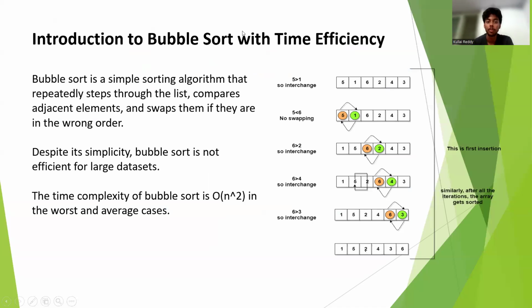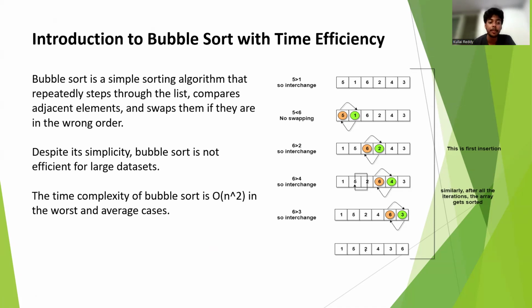Coming to the introduction to bubble sort with its time efficiency. Bubble sort is a simple sorting algorithm. First, let us understand what bubble sort is. It is a simple sorting algorithm that repeatedly steps through the list, compares adjacent elements and swaps them if they are in the wrong order. In the basic example depicted in the image here, 5 is greater than 1, so we interchange them. That is what I have mentioned here: swap adjacent elements if they are in the wrong order.